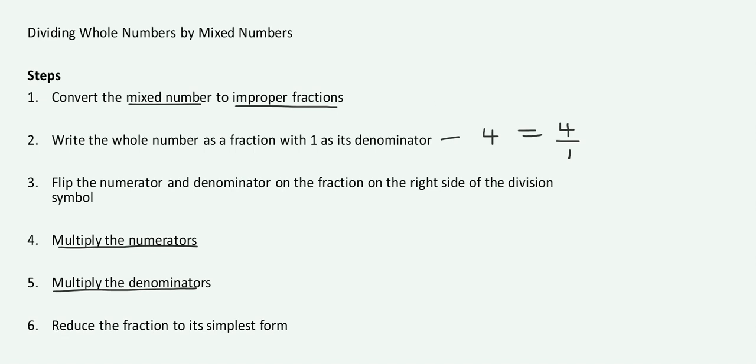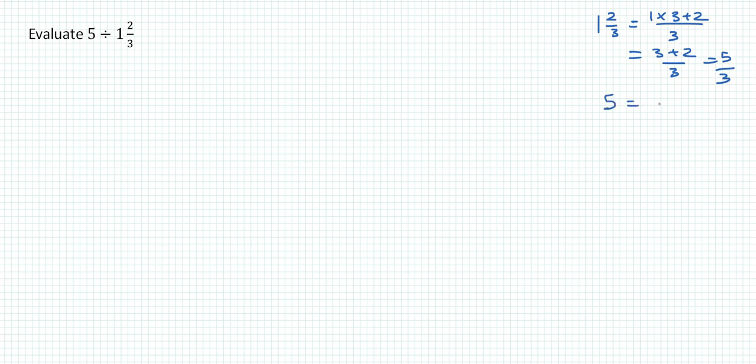So let's look at some examples together. So we have evaluate 5 divided by 1 2/3. First step we're going to take here is to convert the mixed number to an improper fraction. So 1 2/3 is going to be equal to 1 multiplied by 3 plus 2 over 3, which is going to give us 3 plus 2 over 3, ends up being 5 over 3. The next thing we're going to do is to convert the whole number to a fraction. So we're going to say 5 is equal to 5 over 1 because we need 1 as the denominator.